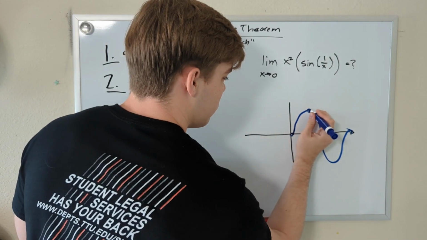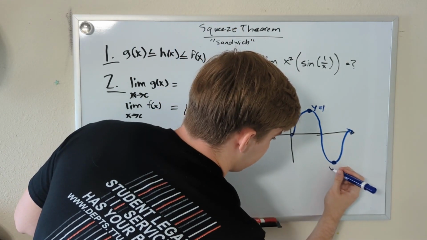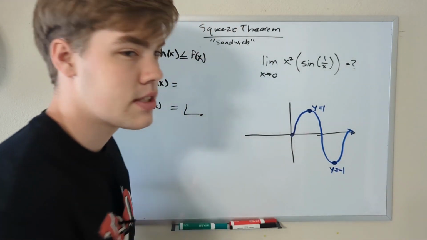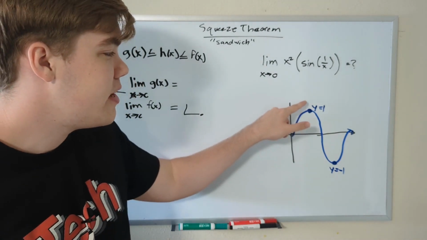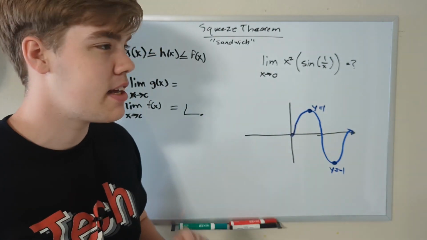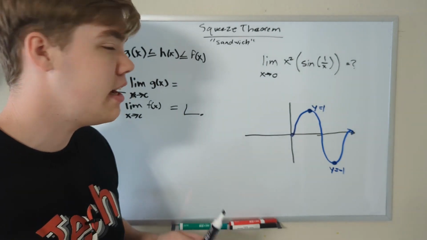The highest this function will ever get is y equals 1, and the lowest this function will ever get is y equals -1. That is the balance of the sine of x equation. And as you can see, we are squeezed between two numbers, and we can apply the squeeze theorem to this problem. So I'm going to erase this graph so I have a little bit more room, and let's solve the problem.